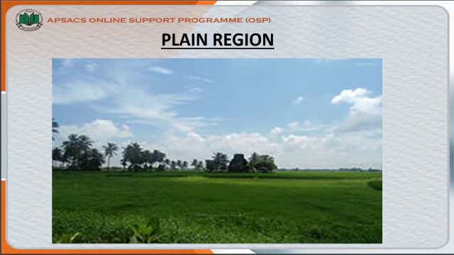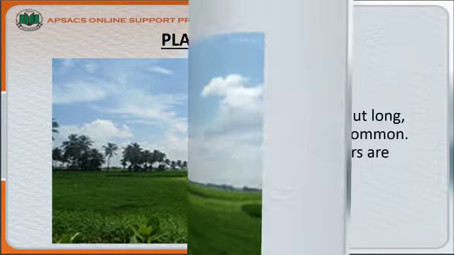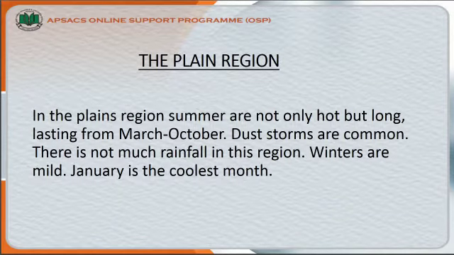Plain region. In Pakistan, we have large areas of plain region in Sindh and Punjab. In the plain region, summers are not only hot but long lasting, from March to October. The hottest months are June and July with temperatures reaching 45 degrees centigrade. Dust storms and thunderstorms are common. Often very hot winds called loo blow.